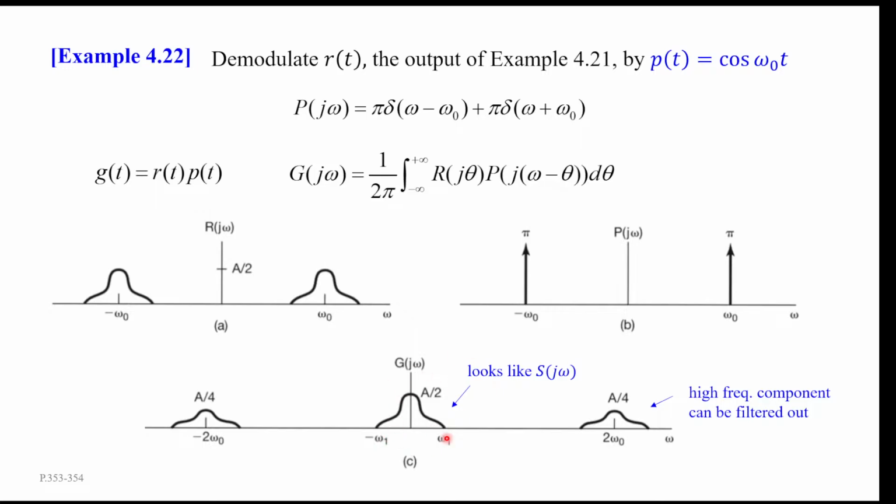You see that in the middle, around frequency 0, this looks like the input signal, and there are copies at minus 2 omega naught and plus 2 omega naught, which are high frequency components. You apply some filter to filter them out, and you can almost get your signal back, but with lower amplitude. To get the full signal back, you need to do some amplitude amplification.